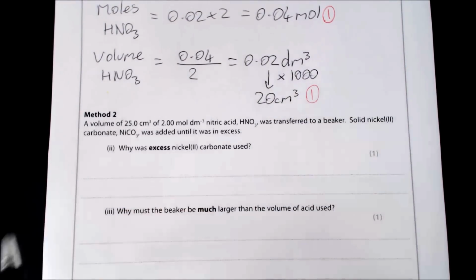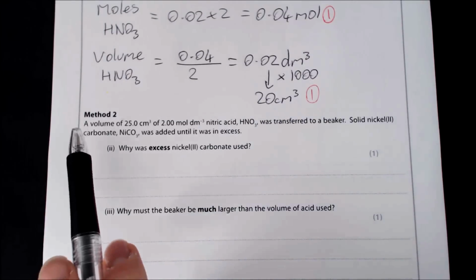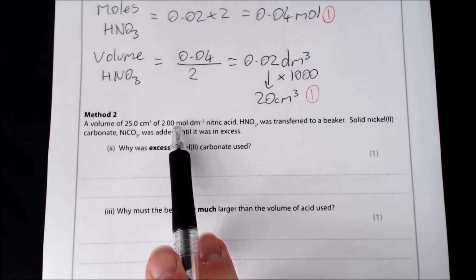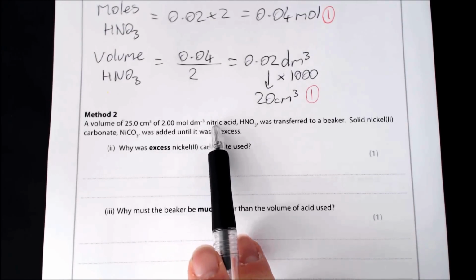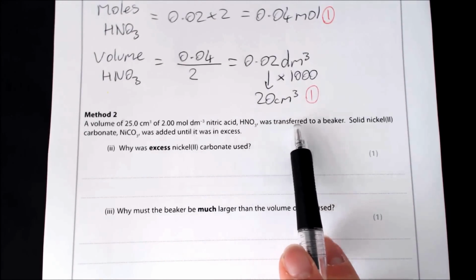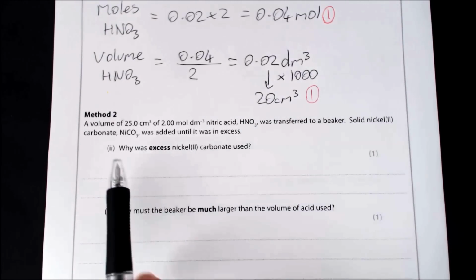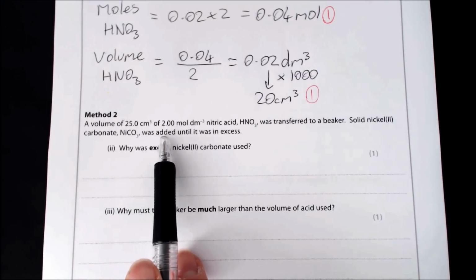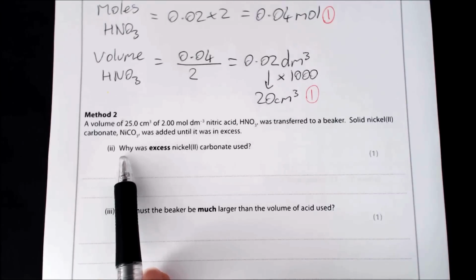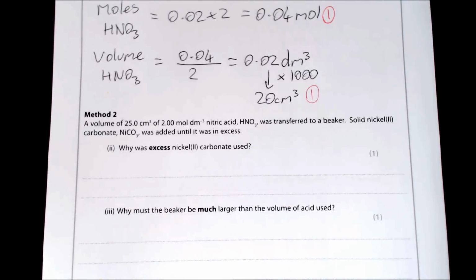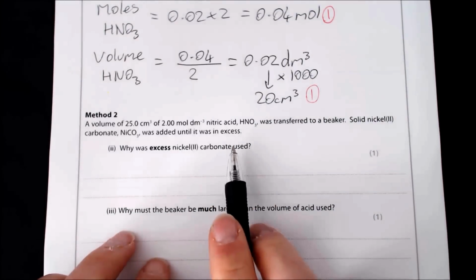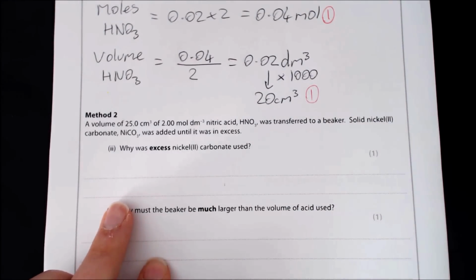So it says method 2. So remember, this is talking about 2 methods. A volume of 25 centimeters cubed of 2 moles per dm cubed of nitric acid, HNO3, was transferred to a beaker. Solid nickel 2 carbonate, NiCO3, was added until it was in excess. Why was excess nickel 2 carbonate used? Excesses of things like this is to ensure that everything reacts suitably. So we added an excess of carbonate to make sure that all of the acid reacts.